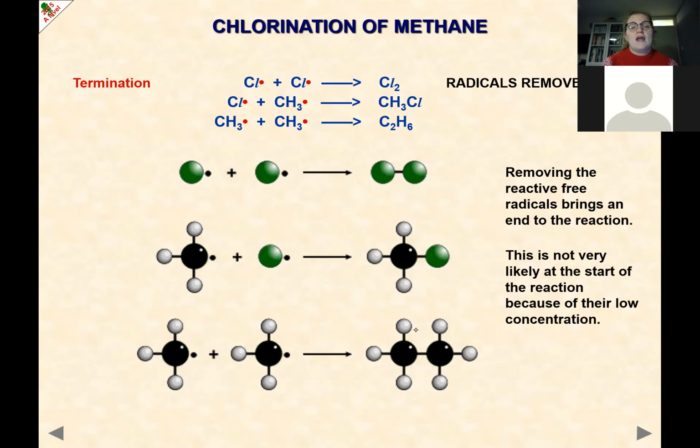So what can happen in termination is it could be the chlorine and the chlorine free radical joining to form Cl2. We could have a chlorine free radical and the methyl free radical joining, or we could have the two methyl free radicals joining together.